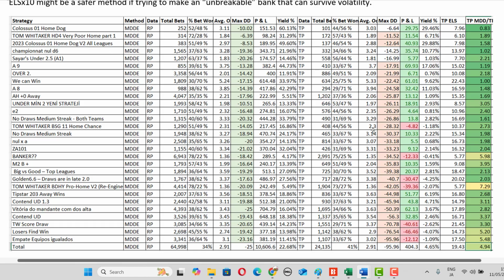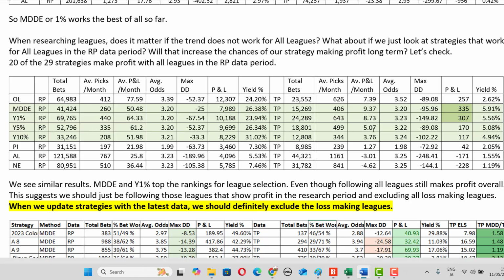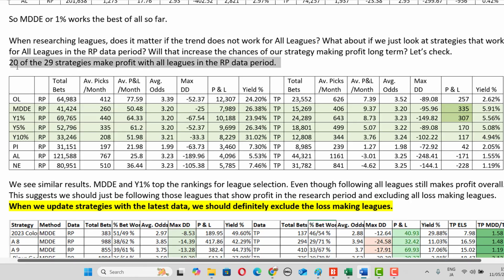What can I expect? One other thing I wanted to check was, does it increase our chances of success if the strategy filters make profit with all leagues as opposed to only making profit with some of them? What I mean by that is, if we don't filter out any of the 111 leagues, does it still make profit in the research period? And if it does, does that increase our chances of profit when we actually do start betting on it? So 20 of the 29 strategies make profit with all leagues in the research period data.